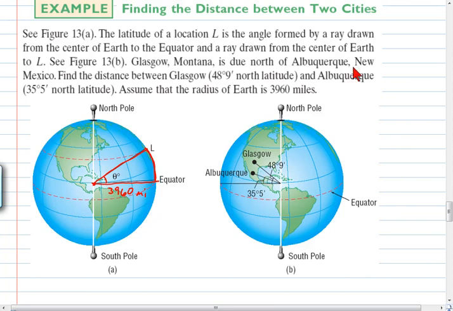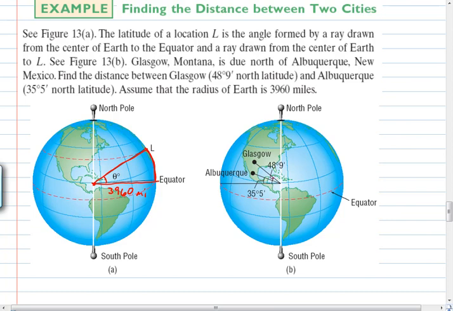So right here, in this problem, we're told that Glasgow, Montana is due north of Albuquerque. So they're on the same line of longitude. These lines right here on the globe are called lines of longitude, taking you back to your geography days, right? Glasgow, Montana is due north of Albuquerque, New Mexico. Find the distance between Glasgow, and they give us the angle measure for the line of latitude, and Albuquerque, which is at 35 degrees 5 minutes north latitude. Assume that the radius of the Earth is 3,960 miles.